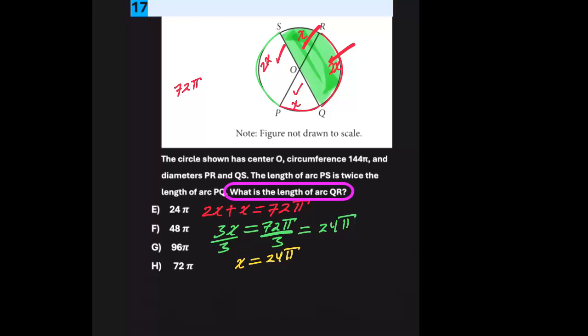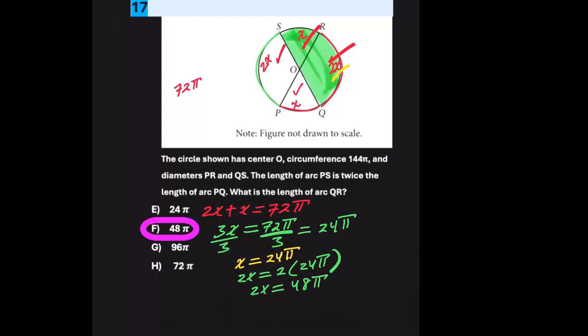And the question is asking QR, which is this section, and that section is 2x. So 2x is equal to 2 times 24 pi, and 2x is equal 48 pi. And the answer is right here.